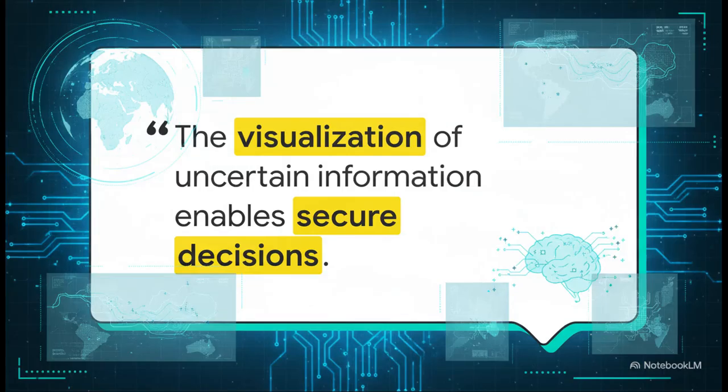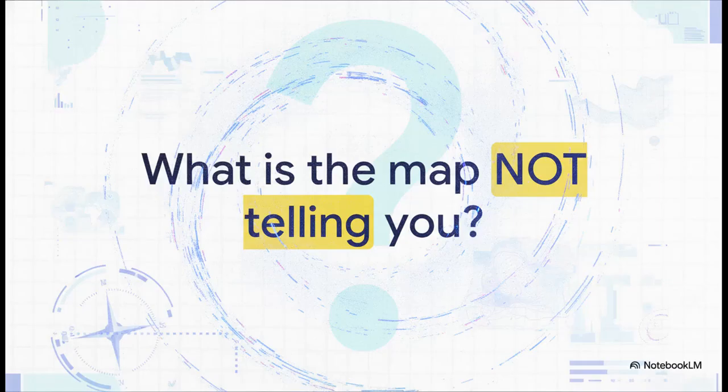So, what does this all mean? As the source material puts it, the visualization of uncertain information enables secure decisions. Ultimately, we really have to embrace these cartographic imperfections because, ironically, seeing the flaws, the blurriness, the noise crosses, and understanding those generalizations is quite literally the only way to safely and accurately navigate the data. By understanding this visual language of doubt, you immediately become a much smarter consumer of spatial data.